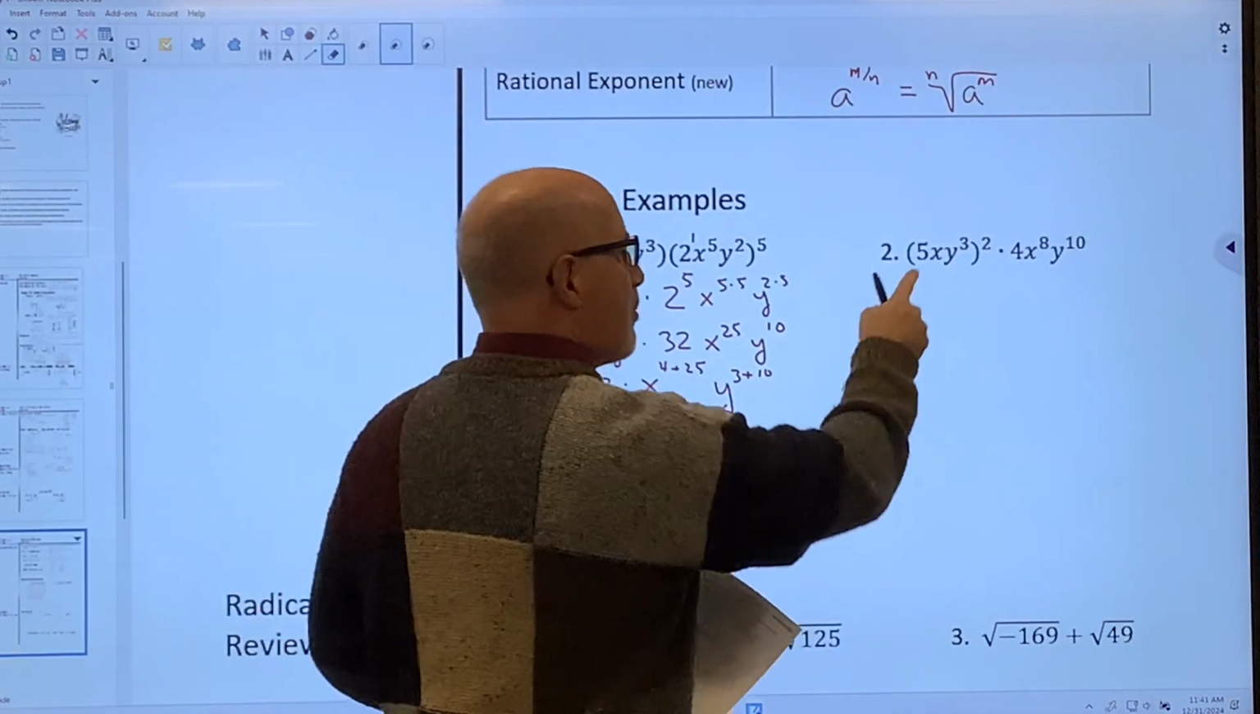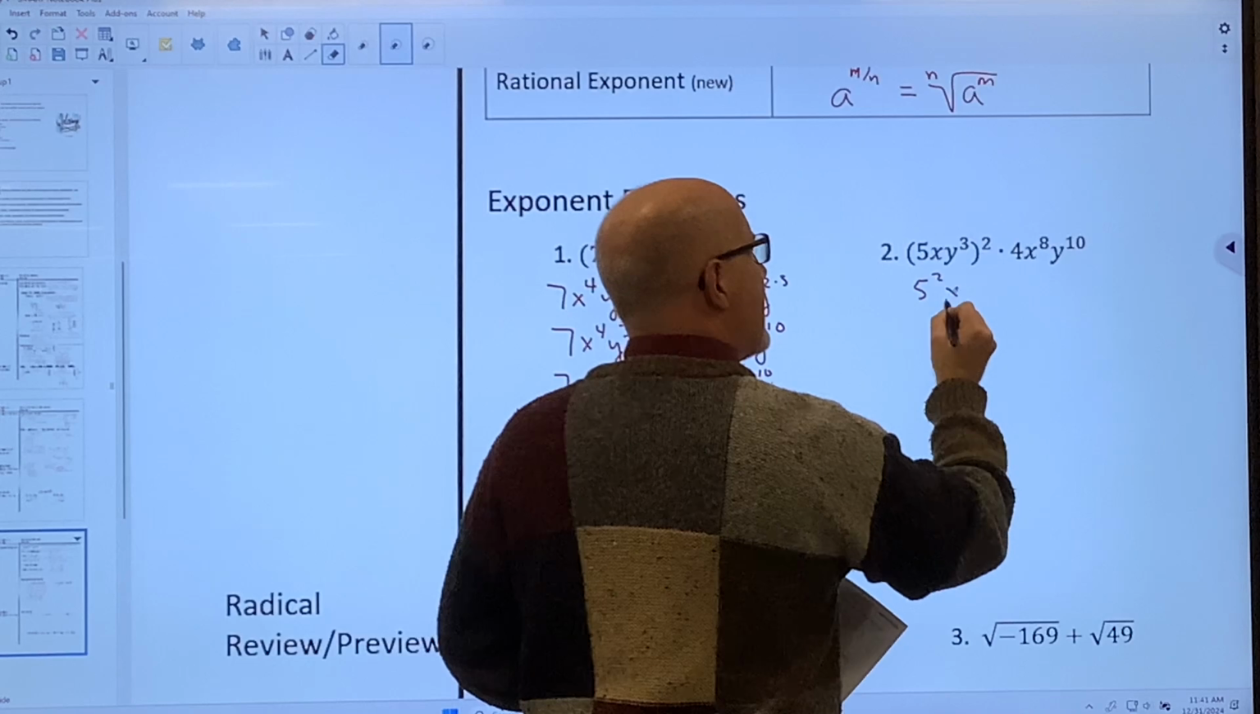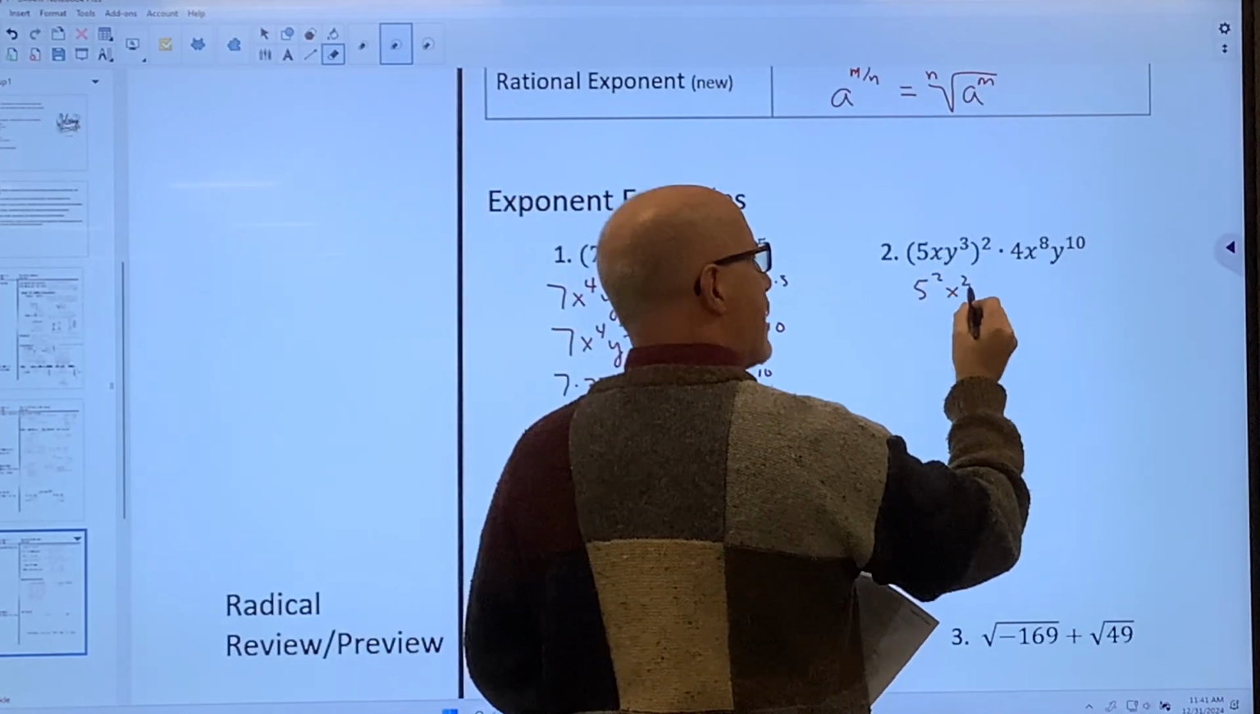This one again, I'm going to bring that 2 into each of these terms, 5 squared. This is x to the first. When I multiply the 2 times it, it also gets an x squared.